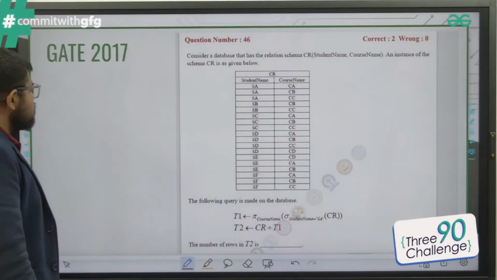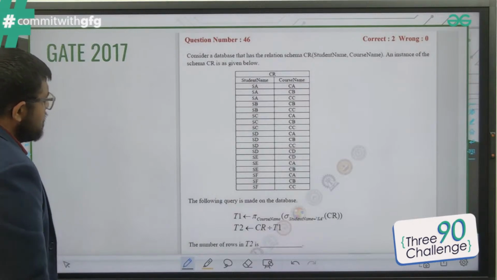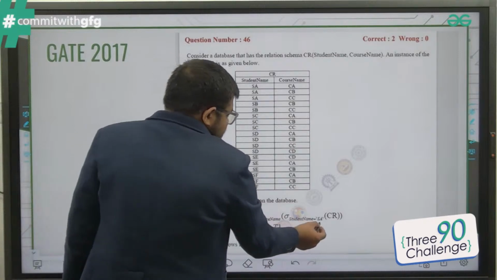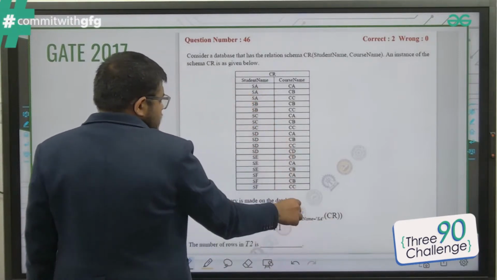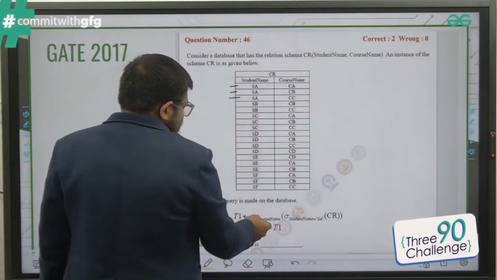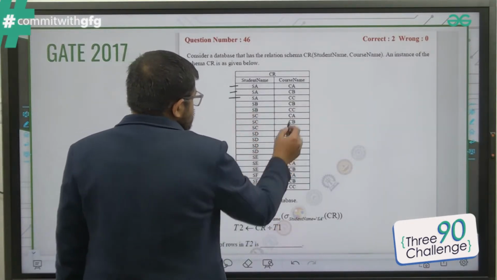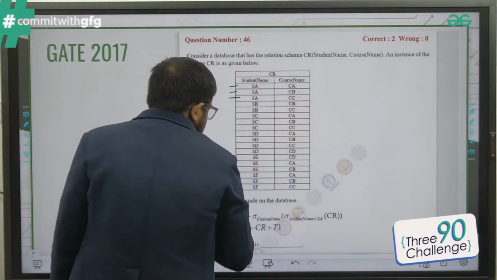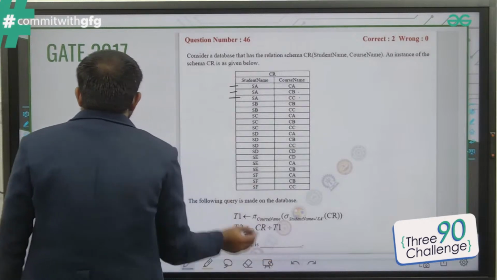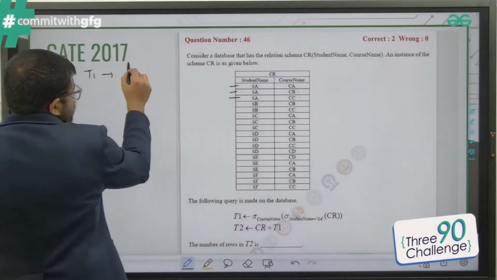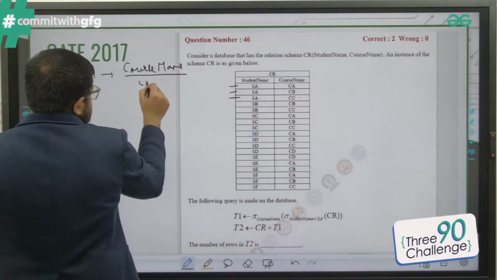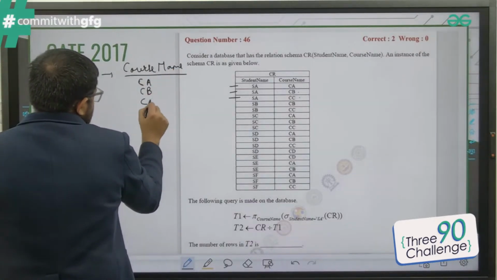So how can you solve such a question? This was asked in GATE 2017. So first of all, you try to get T1. What is T1? Sigma student name equals SA from this table. So you select the tuples where you have the name SA. So you select this, this, this. Okay. Now you select the course name from this. So the course names are CA, CB, and CC. Okay. So in T1, you basically have course name, and the values are CA, CB, and CC.